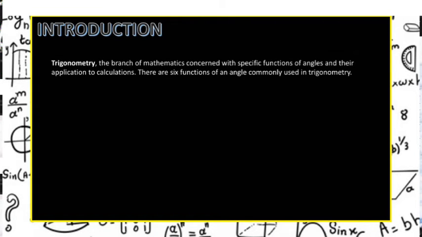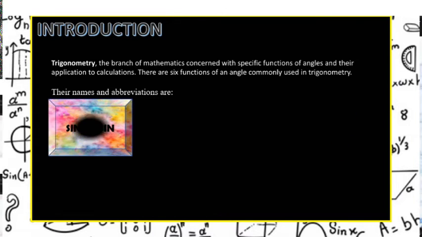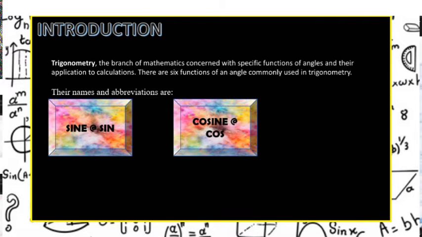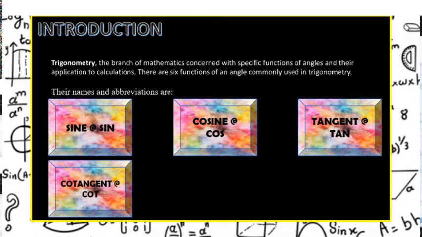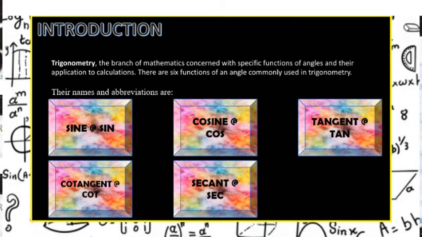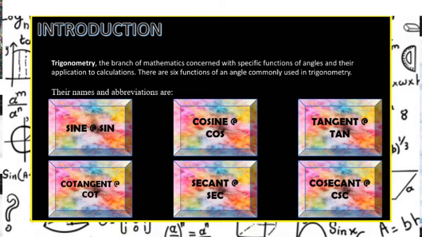Introduction. Trigonometry is the branch of mathematics concerned with specific functions of angle and their application to calculation. There are 6 functions of an angle commonly used in trigonometry. Their names and abbreviations are: sine is known as sin, cosine is known as cos, tangent is known as tan, cotangent is known as cot, secant is known as sec, cosecant is known as csc.